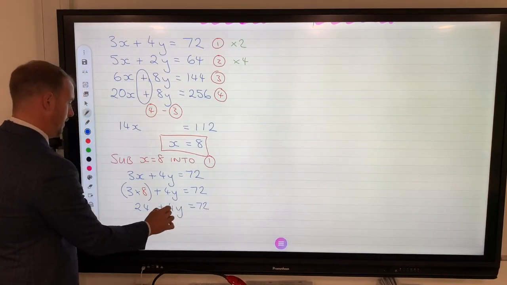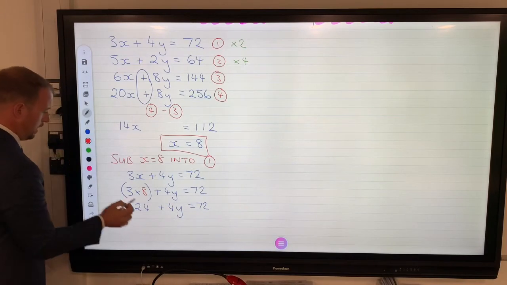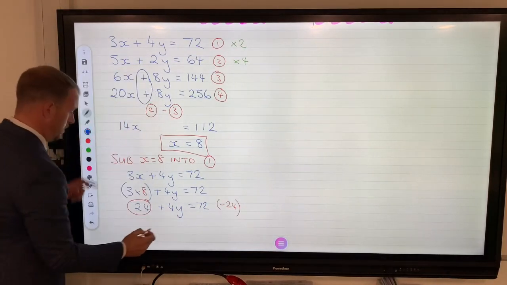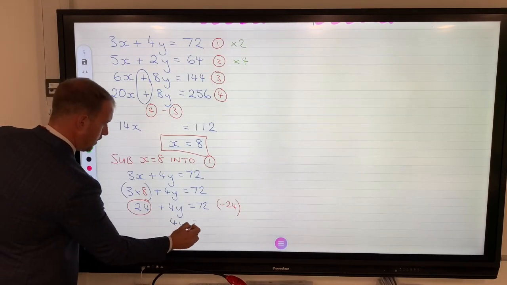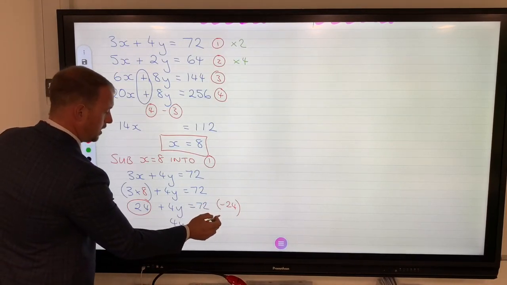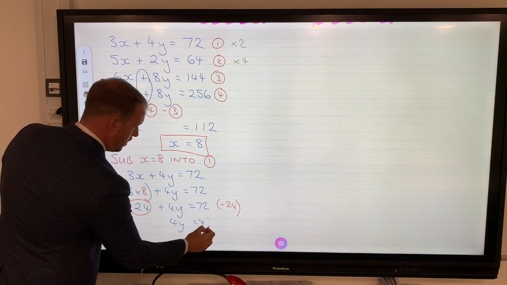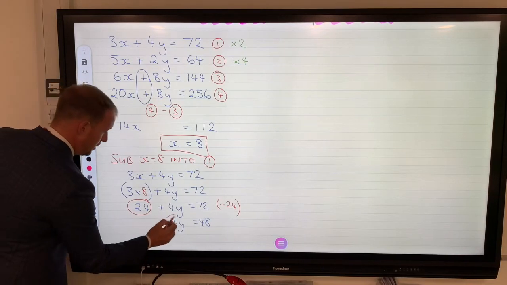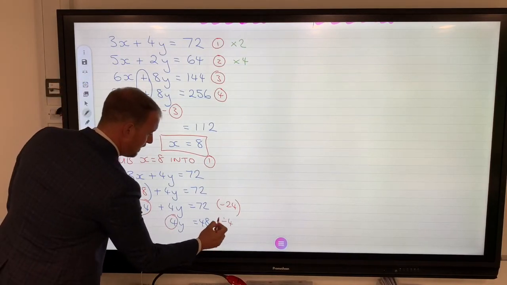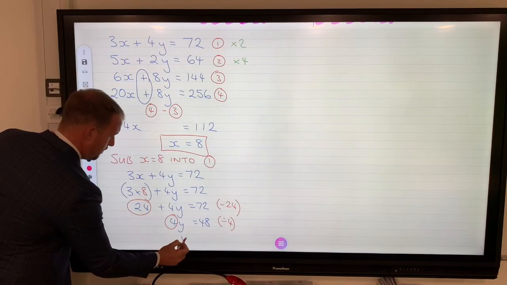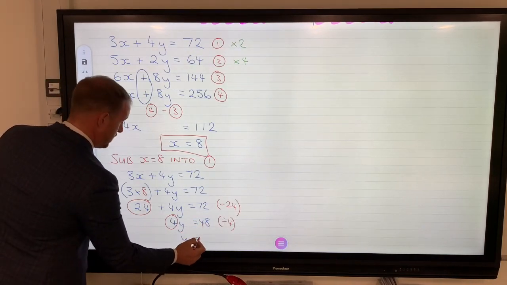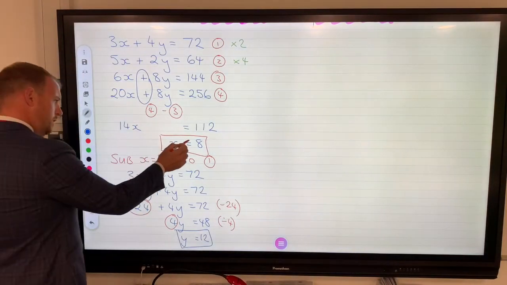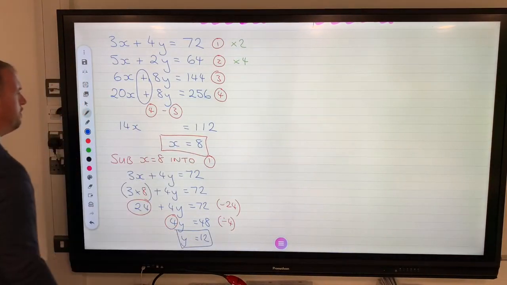And to find the y value, we need to eliminate everything else. So let's subtract 24 from both sides, which leaves 4y. 72, take away 24, would leave me with 48. And then to obviously find the value of y, to eliminate the 4 by dividing by 4. And 4 goes into 48 12 times. So the cost of one chew is 8p, and the cost of a bubbly is 12p.